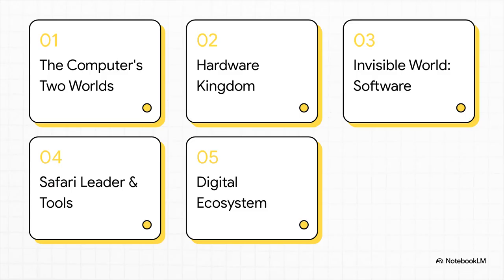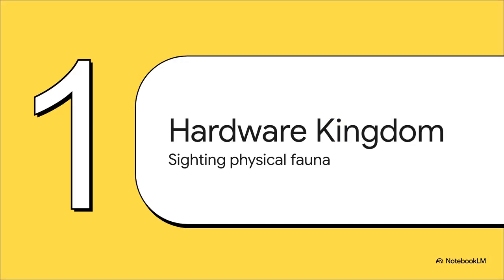So here's our safari map, our plan for the day. We'll start by exploring the hardware kingdom, then we'll venture into that invisible world of software. After that, we'll meet the two key players in the software world, the leader and its tools, before we see how this whole thing comes together to create one complete digital ecosystem. Sound good? Let's go.